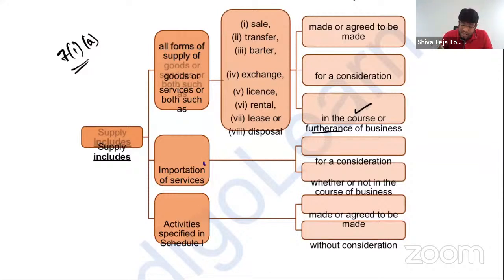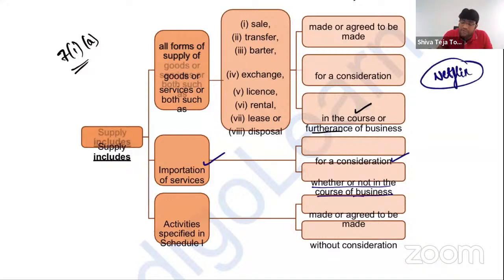Next, second point, importation of services. What is the second line, my dear friends? Importation of services. We are importing services from outside India for a consideration. Consideration is there, whether or not in the course of furtherance of business. That means even though it is not in the course of furtherance of business, still the transaction is regarded as supply. Let me give a classic example.